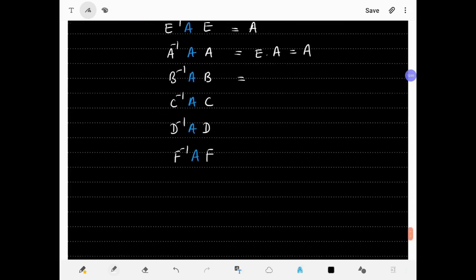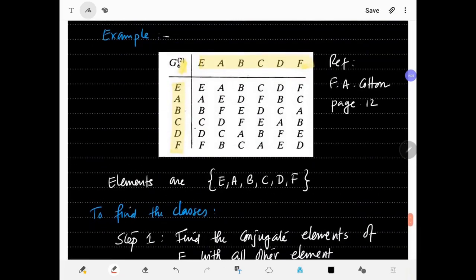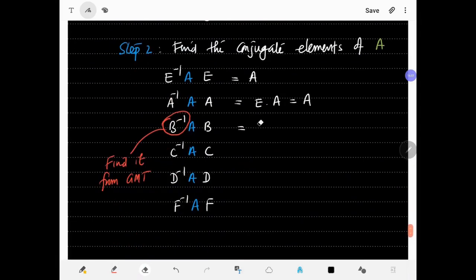And in the third case, you have to first find the inverse of B. How do you find the inverse of B? Go back to the group multiplication table and find which element when combined with this B gives the identity element. If you see the group multiplication table, you immediately identify that the inverse of B is B itself. So it becomes B A B.